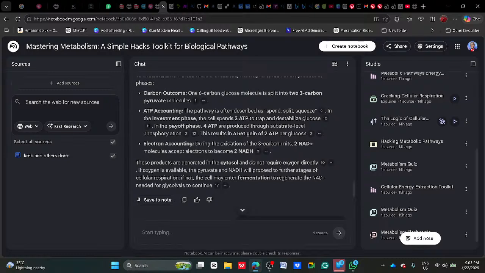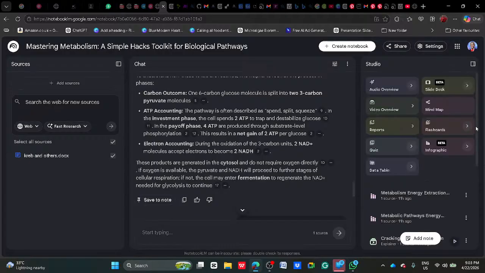Today we are going to consider the Krebs cycle, glycolysis, and fermentation. You don't need to cram anything. What you need is to know how to hack, the shortest way to remember these three very important journeys in the metabolic pathway.